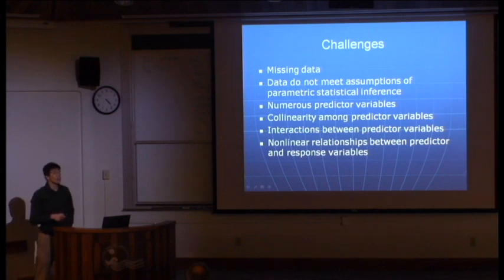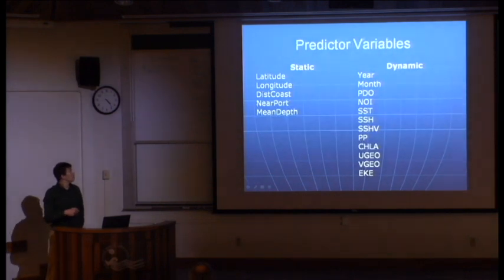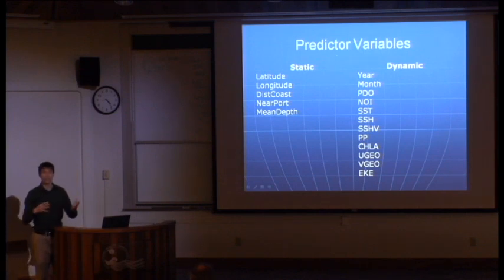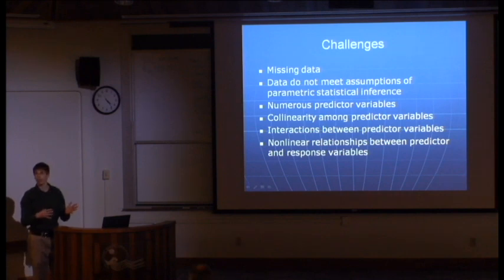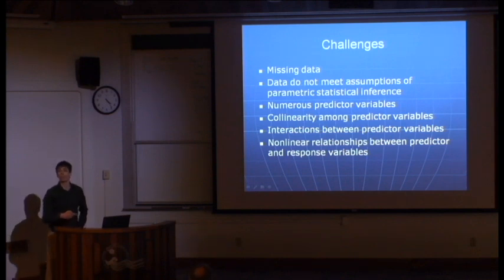There are also a lot of predictor variables. This is close to 20 variables here. It's hard to put that into a linear regression and assess all of the interactions and such, and also to worry about collinearity. Some of these variables are related to each other. Well, if they're related to each other, that presents a problem when you're dealing with the standard statistical methods.